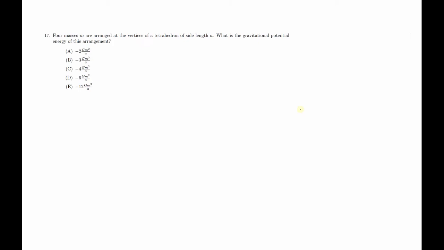Number 17. Four masses M, we have four of them, are arranged at the vertices of a tetrahedron of side length A. What's the gravitational potential energy of this arrangement? The arrangement indicates our tetrahedron shape.